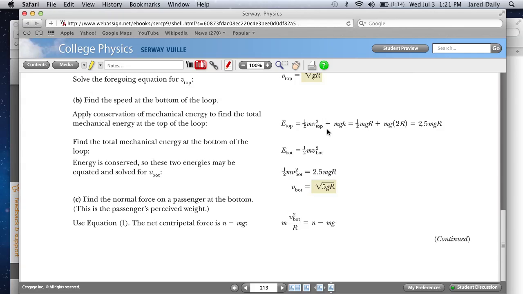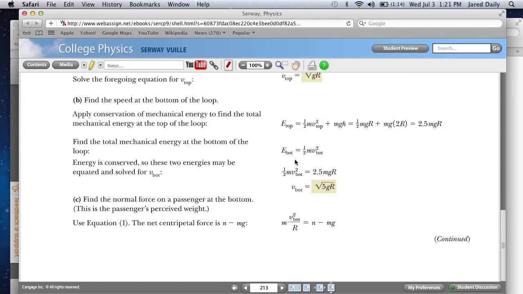Actually, you're going to have a kinetic energy at the top, a potential energy at the top, and a kinetic energy at the bottom and a potential energy at the bottom. But anyway, we just calculate the energy at the top: it's 1/2 mv squared, that's the speed of the car at the top, plus the potential energy at the top. And then that energy at the top is all going to become kinetic energy at the bottom, since there's no potential energy at the bottom; we call that our zero point. So the energy at the bottom is just 1/2 mv squared at the bottom.